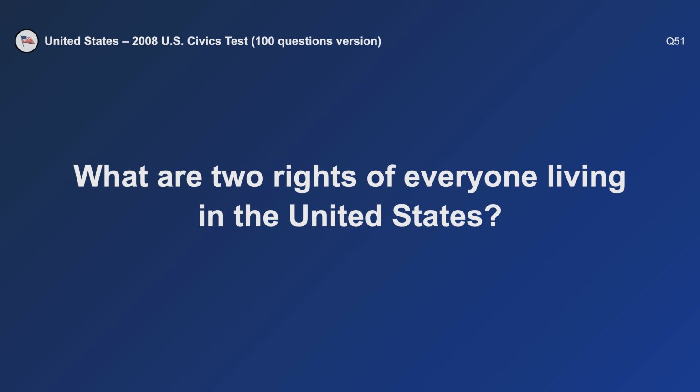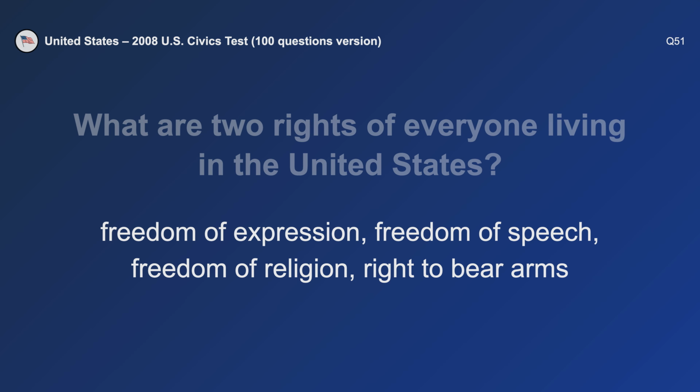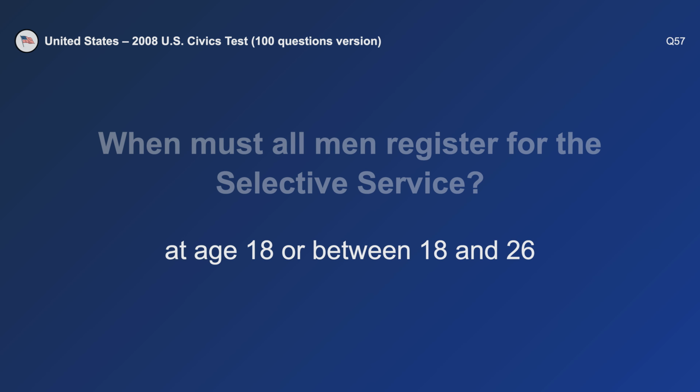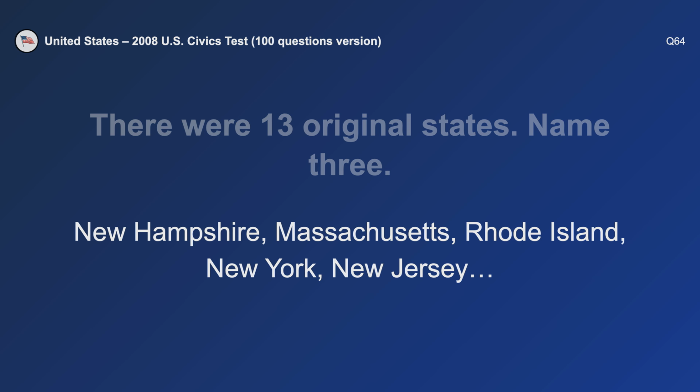What are two rights of everyone living in the United States? Freedom of speech and freedom of religion. When must all men register for the Selective Service? At age 18. There were 13 original states. Name 3. New Hampshire, New York, and New Jersey.